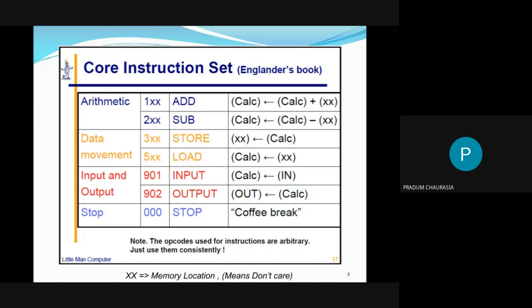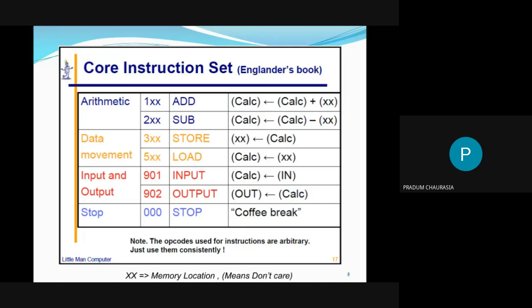That's add. Subtraction is similar: whenever the little man sees 2, he knows it is subtraction. The number already in the calculator screen, from that number I need to subtract the number stored in the XX location. So he goes to the XX location, writes down that number on a sheet of paper, comes back to the calculator screen, presses minus, types the number from the XX location, and presses equal to. So I'll get the result.